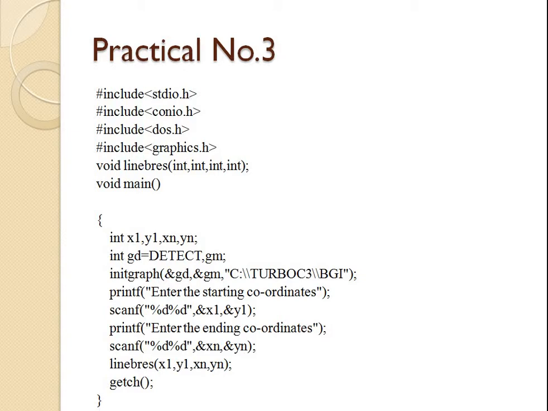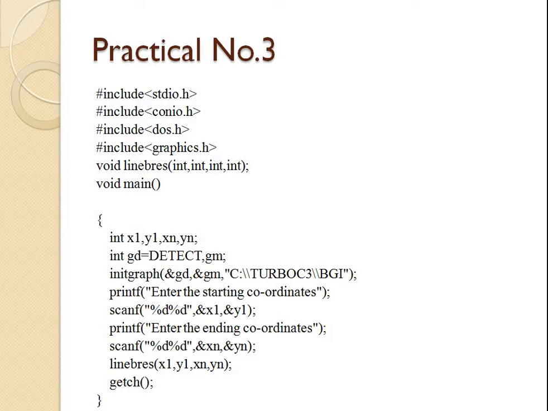So here is the program of practical number 3. We write the header files: hash include stdio.h, standard input output, then conio.h, console input output, then include dos.h, then include graphics.h. Here we use a function void line brace, and we pass the arguments in it, that is, only integer values, not floating values.